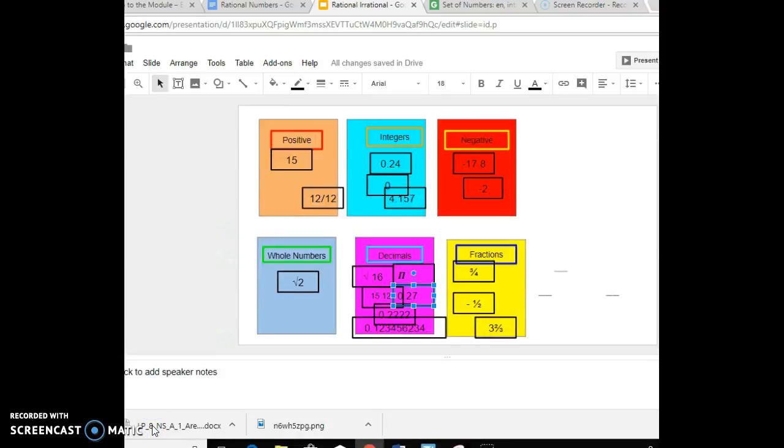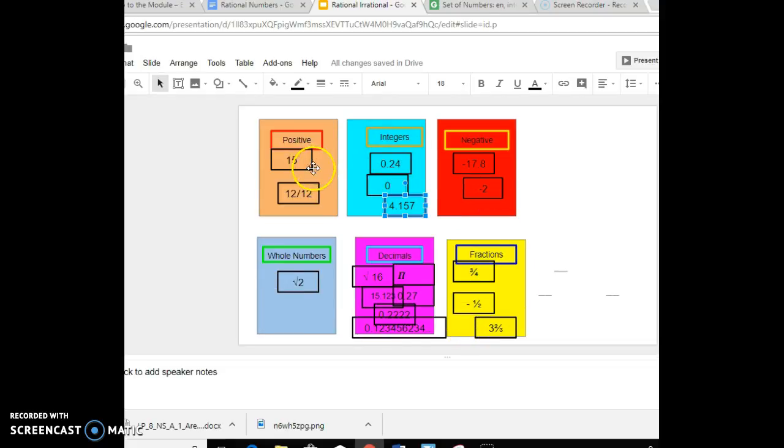So now let's come back to our warm-up activity that we did at the beginning of class. At the beginning of class, I asked you to put these numbers where you thought they belonged onto each one of those sections. So I have a couple here. I have 15. I have 12 twelfths. I have 0.240 and 4.157. I have negative 17 eighths and negative 2. And I have the square root of 2, and I have all kinds of things in my decimals and my fractions.